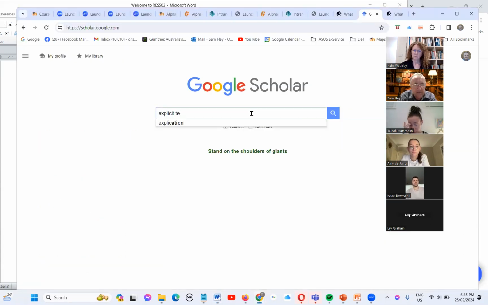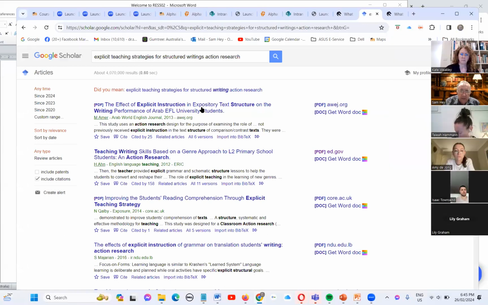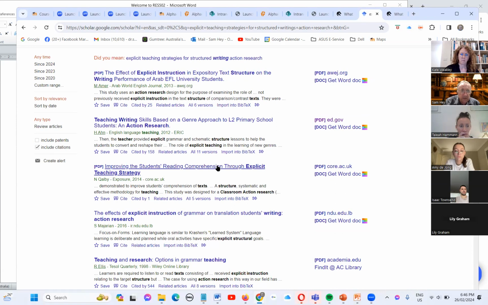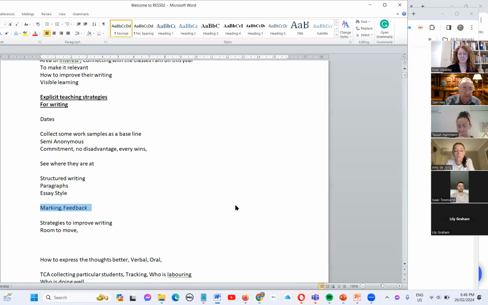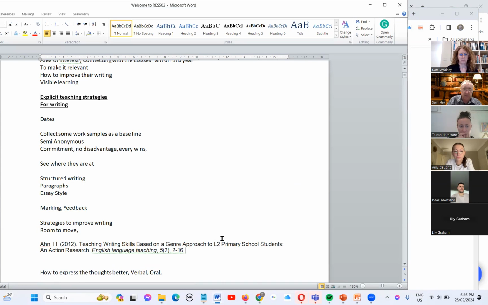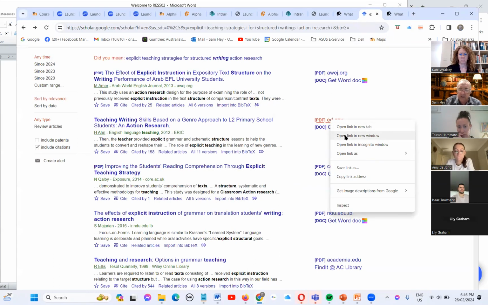So explicit teaching strategies for structured writing. And we'll see if there's some scholars who've written on that, and then there could even be some action research that's been done in that area. And then over here, we've got one with some students there. So if you choose some of these, if you click on Cite, you then have the resource. And if you've got 10 or 20 resources like that, then you've got a nice bibliography of scholarly resources. And then if it shows up on the right-hand side, then you can go to that article.